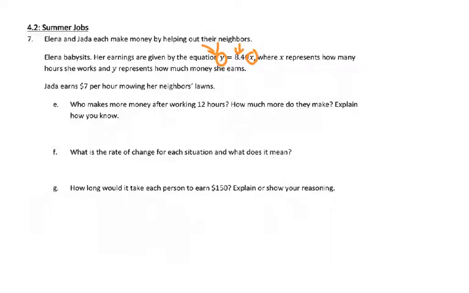Scenario 2 is Jada. She earns $7 per hour mowing her neighbor's lawn. Who makes more money after working 12 hours? How much more do they make? So since x represents how many hours they work and y represents their total, we will set up the equations like that. So we don't know y yet. Remember that. y equals $8.40 times 12 hours, and then y equals 7 times 12 hours.